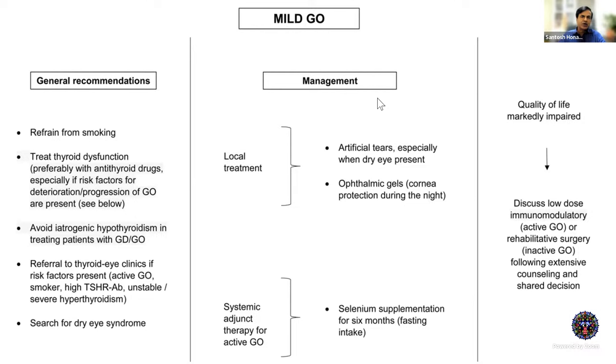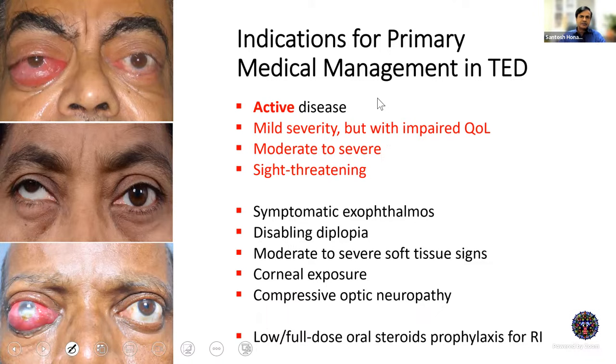So UGOGO advises, as we always do, artificial tears, especially when the dry eye is documented, and gels to protect the cornea at bedtime, and selenium supplementation for 6 months. This is evidence-based recommendation by UGOGO in patients who have mild disease.